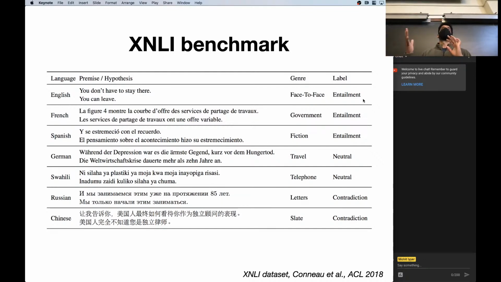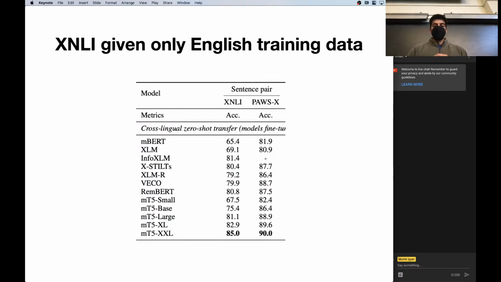So the setup is I have my MBERT or MT5 model. It's been pre-trained on these 100 different languages from Wikipedia or the Common Crawl. And now I'm trying to solve this entailment task. So to solve this entailment task, I'm going to fine-tune my MBERT or MT5 model on just the English subset of this XNLI data set. And then at test time, I'm just going to feed in the examples from a different language.